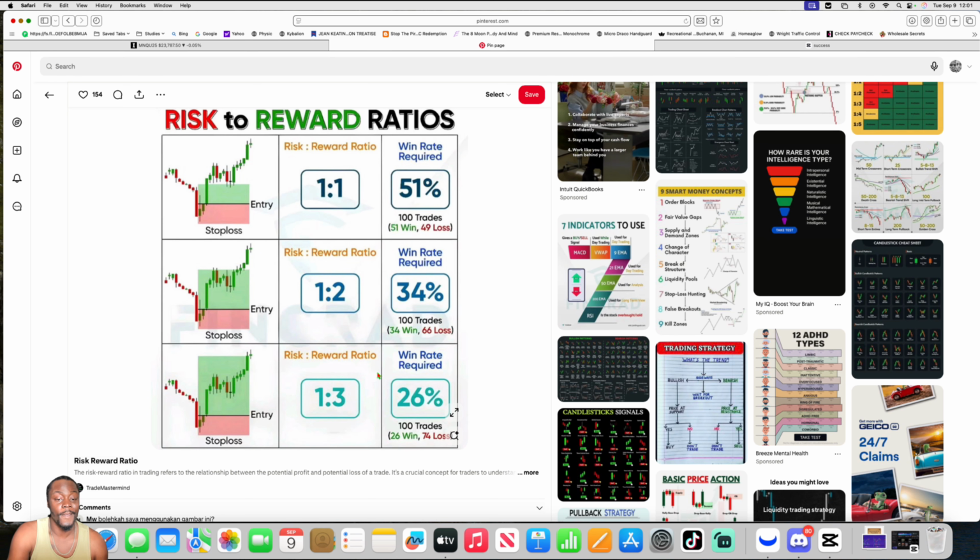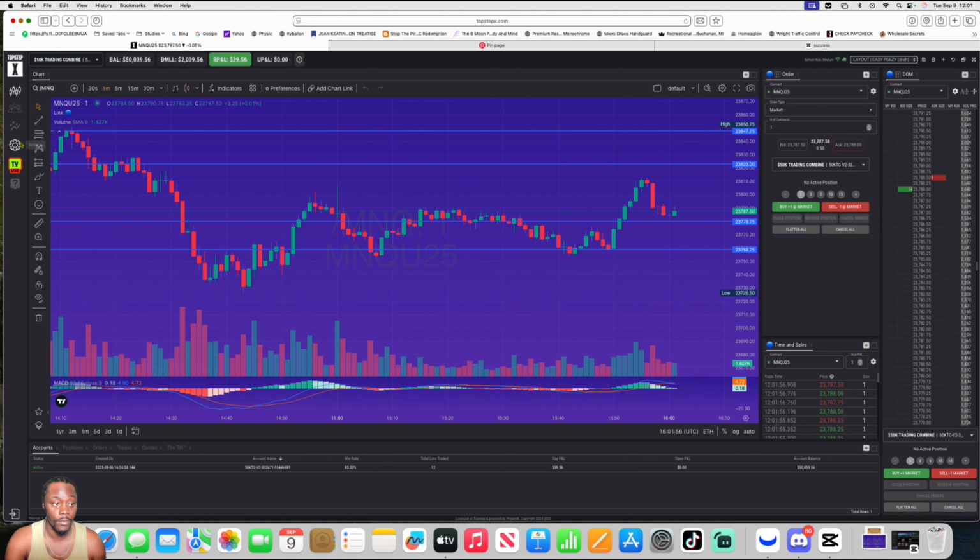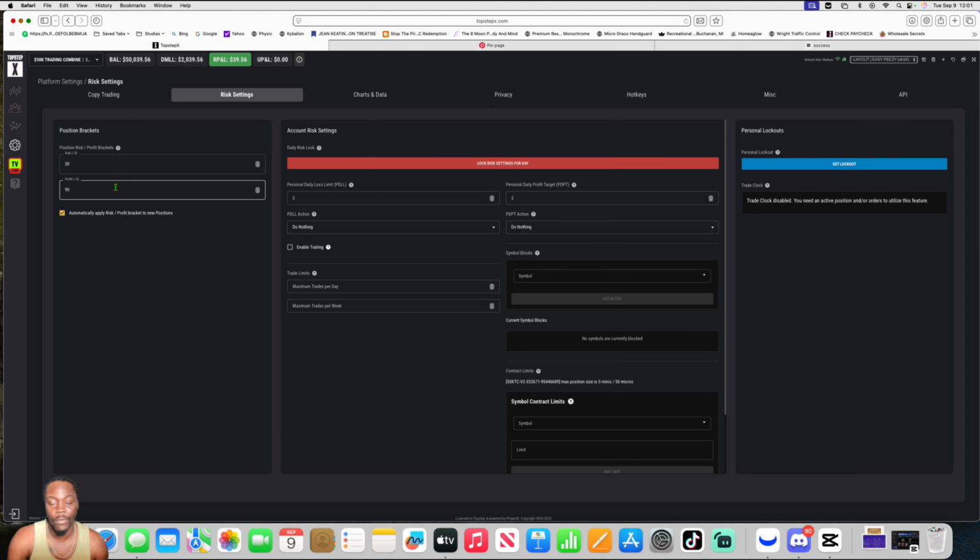34 wins. And with this 1 to 3 reward ratio, that's me saying I'm going to risk 30 to make 90. I'm going to risk 10 to make 30. Right? I'm going to risk 1,000 to make 3,000. You want to make sure your risk to reward ratio makes sense. Okay, so when I say 30 to 90, that's 1 to 3.